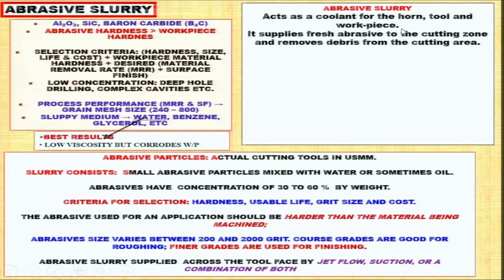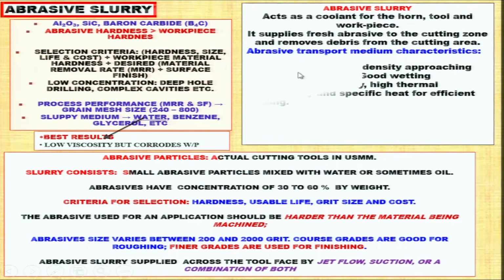Abrasive slurry acts as a coolant for the horn, tool and workpiece, all the three, because its temperature is room temperature. It supplies fresh abrasive to the cutting zone and removes debris from the cutting area. Whatever material is removed in the form of chips is also known as debris. So it has to be removed from the cutting area, otherwise the efficiency of machining will go down.